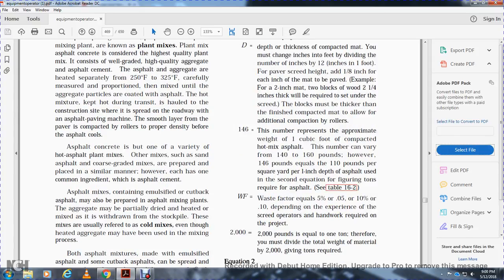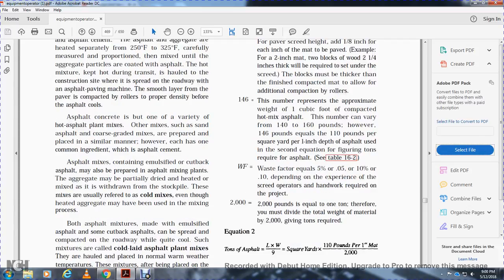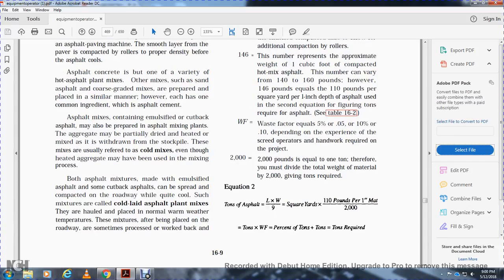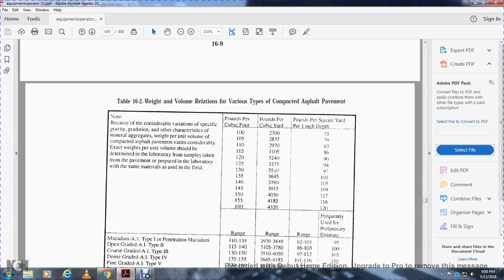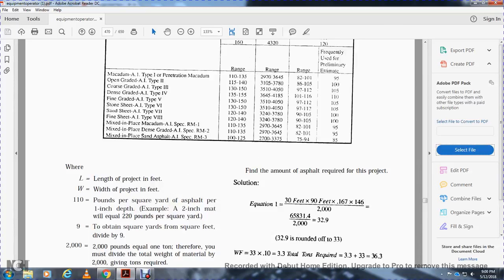Table 5-2. Waste factors equal 5% or 10% depending on the experience of the screed operators and the handwork required on the project. 2,000 pounds is equal to 1 ton, therefore you must divide the total weight of the material by 2,000, giving the tons required. Tons of asphalt equals length times width, which equals square yards, times 110 pounds per 1 inch of mat, divided by 2,000. Table 5-2. The weight of the volume in relation to various types of compacted asphalts.